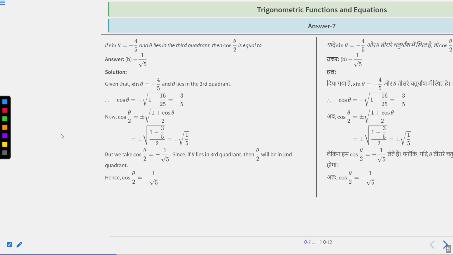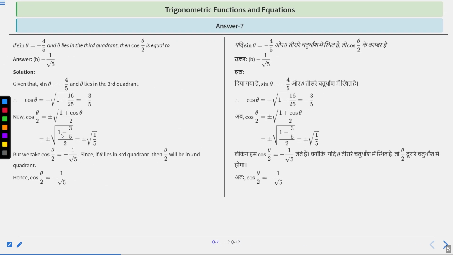Okay, let's move to the solution part. Given that sine theta is equal to minus 4 by 5 and theta lies in the third quadrant, therefore cos theta will be root over 1 minus sine square theta. Since theta is in the third quadrant, cos theta will also be negative. Therefore cos theta will be negative of root over 1 minus 4 square upon 5 square, that is minus of root over 1 minus 16 upon 25, which is equal to minus 3 over 5.